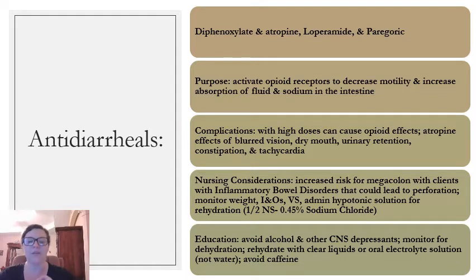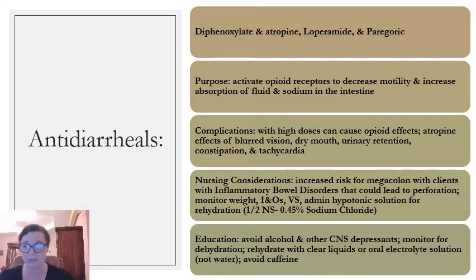So for these patients, we want to monitor their weight, their I's and O's, especially O's, their vital signs because of the atropine use, and then administer a hypotonic solution for rehydration. So these, of course, if you have 1 or 2 episodes of diarrhea, it's not a big deal. You can usually recover. So these are patients that, for some reason, have a really bad GI bug or a side effect of a medication, and they're just having chronic diarrhea. So think of these as chronic diarrhea.